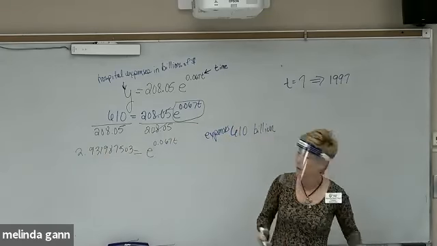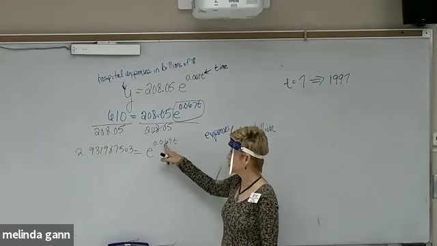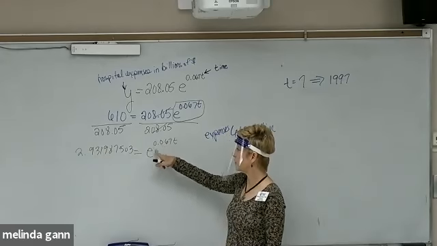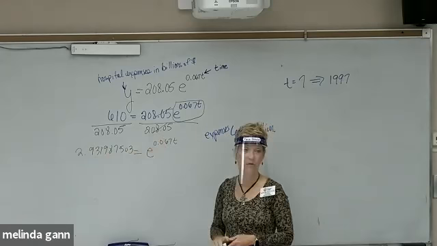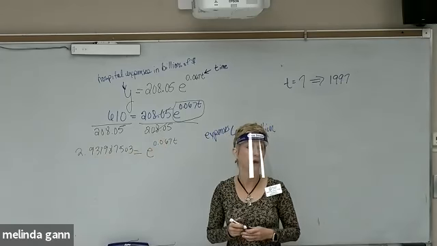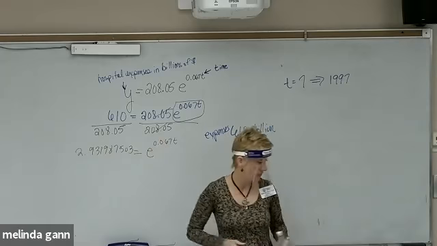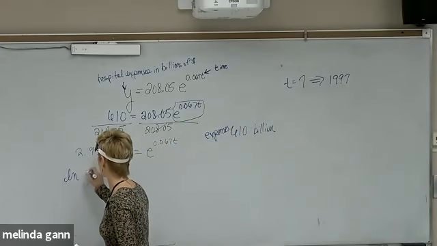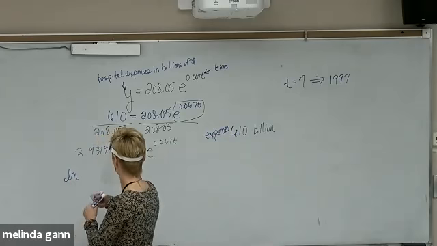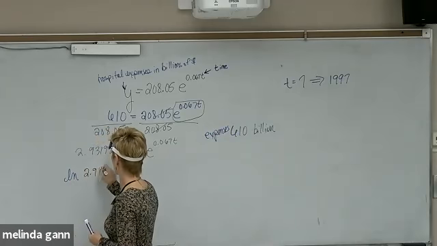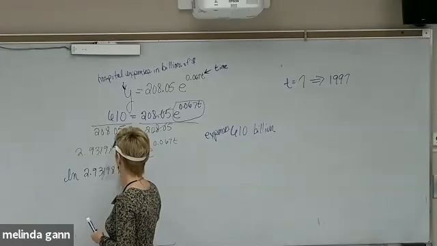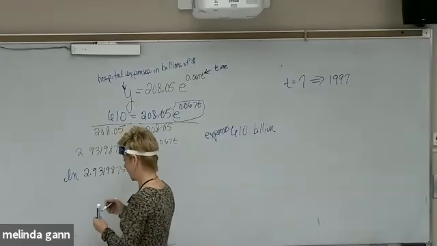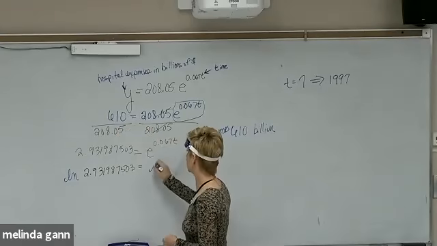Now, I've got a number raised to a letter. So as soon as I get a number raised to a letter by itself on one side, what do I do to both sides? Take the natural log. Very good. I'm gonna take the natural log of this side, and I'm gonna take the natural log of this side.